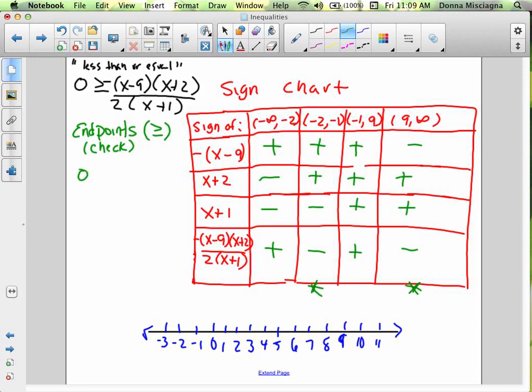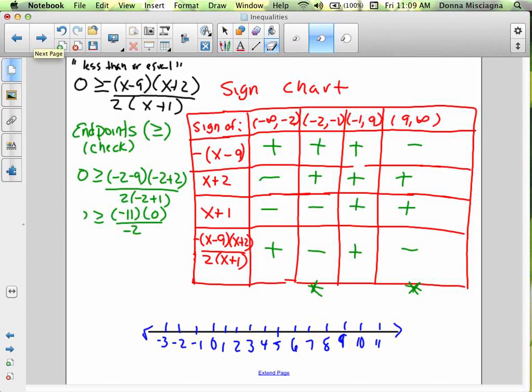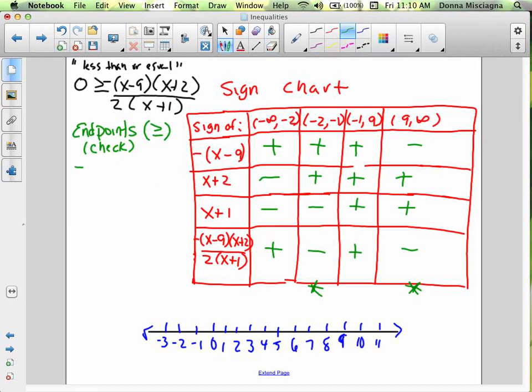If we plug in -2, 0 is greater than or equal to (-2 minus 9)(-2 plus 2) over 2 times -2 plus 1, we're going to end up with -11, but who cares, because -2 plus 2 is 0. Our denominator is not 0, so that's okay. It's 2 times -2, so this is going to be 0. So that one is included because 0 is greater than or equal to 0, right? So that's okay. So -2 is included. So -2, check.